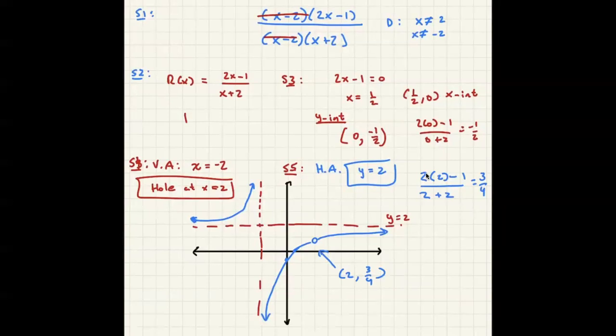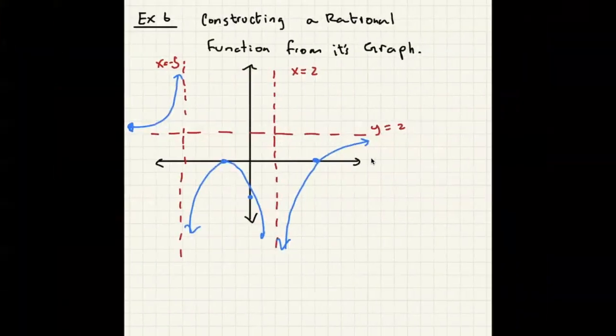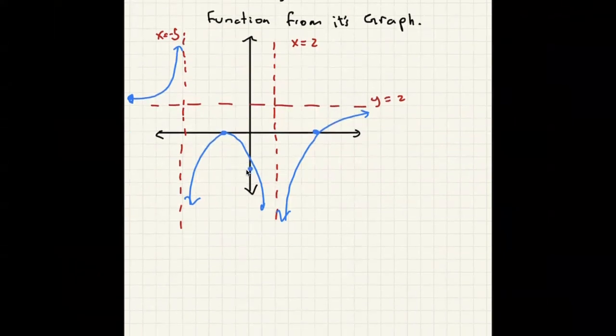All right, guys, just one more example before we call it a day. I know, long lessons, but it's a hard topic. All right, so example 6, constructing a rational function from its graph. So right here we have our graph and we've got to notice some things and then we're going to write our function. First things first, let's look at our vertical asymptotes. I think that's the easiest way to go.